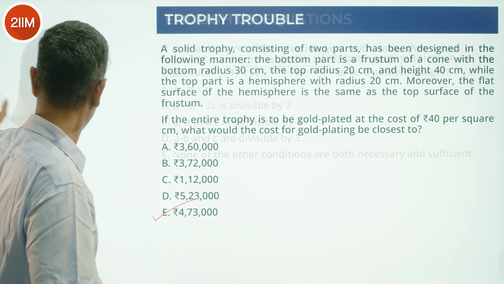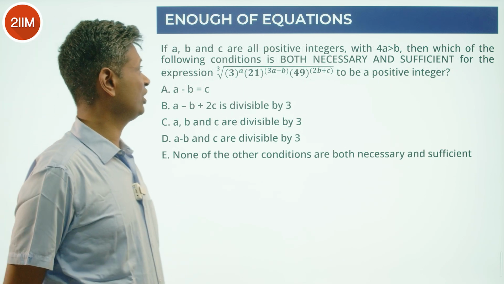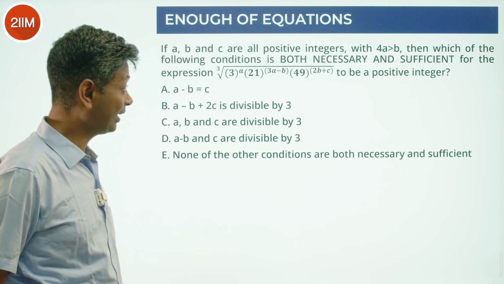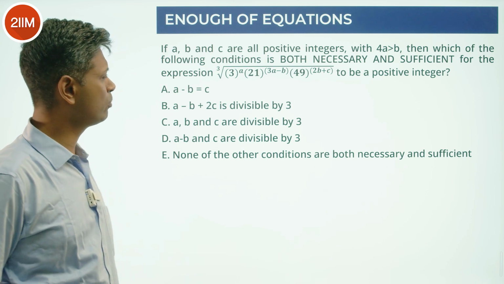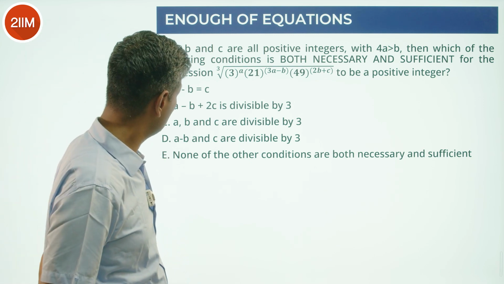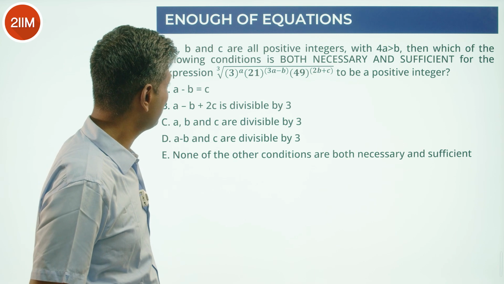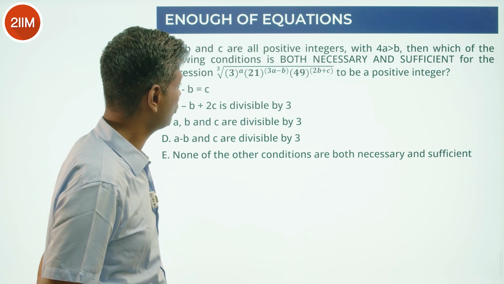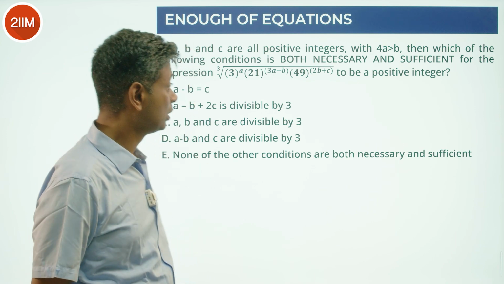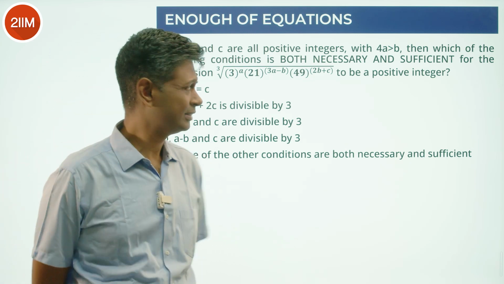And 473. If a, b, and c are all positive integers with 4a greater than b, then which of the following conditions is both necessary and sufficient for the expression cube root of 3 power a into 21 power 3a minus b plus 49 power 2b plus c to be a positive integer? But let's simplify this.